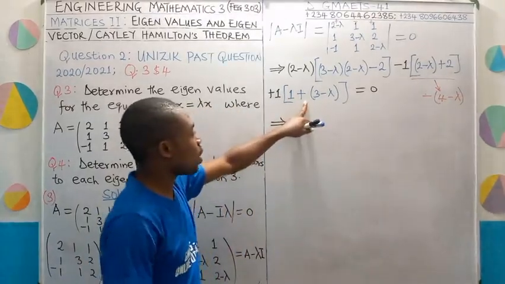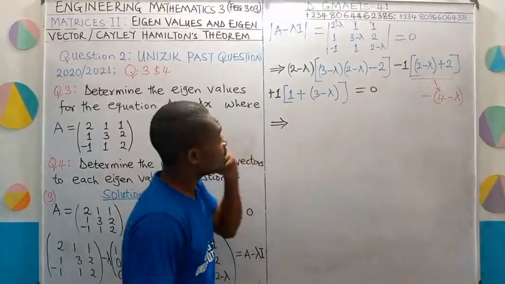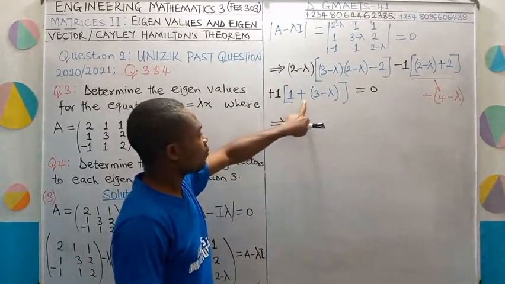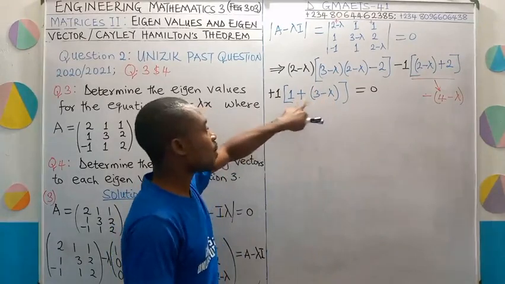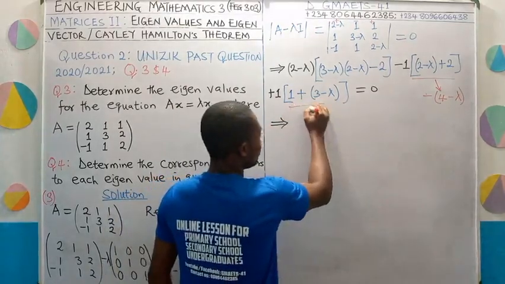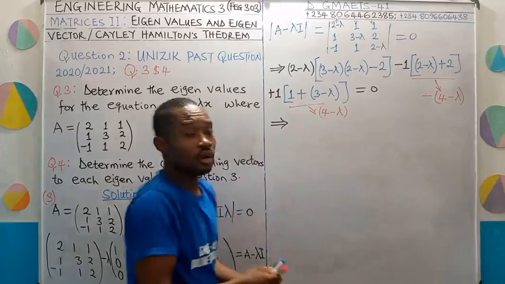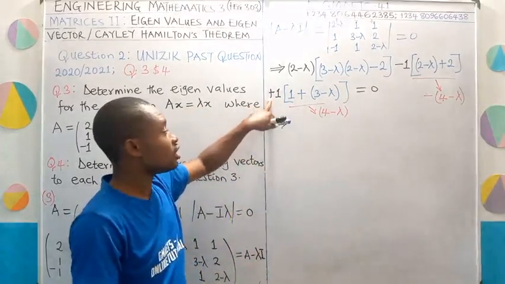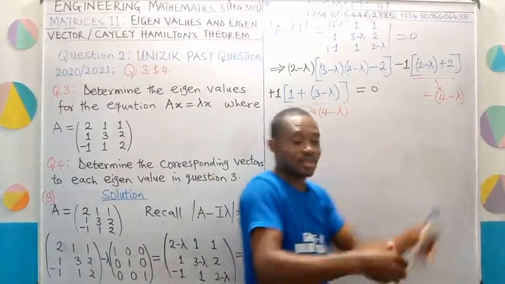What about this one? Let's watch and see. There are too many terms here, so I don't want to touch that yet. If you open up this inner bracket, you get 1 plus 3 minus lambda. 1 plus 3 is going to give us 4. So eventually this term will also give us 4 minus lambda, positive, because this one here is plus. So you have plus 4 minus lambda here, and this one gives us minus 4 minus lambda.